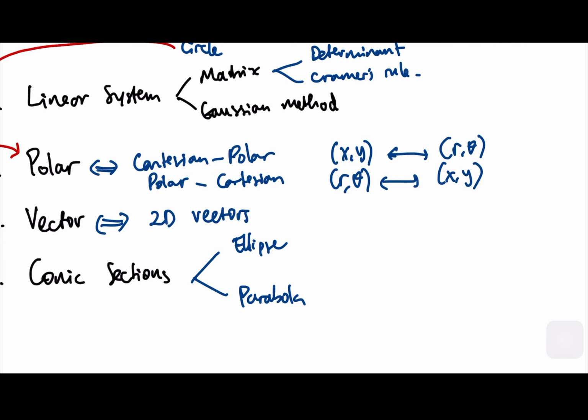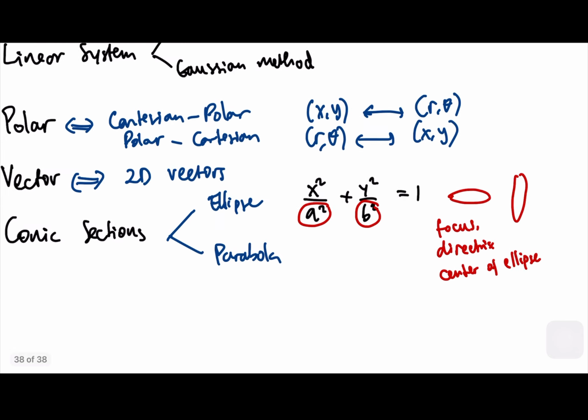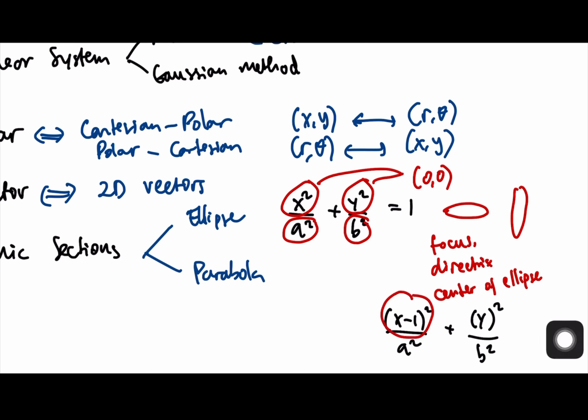Ellipse is as in x squared over a squared plus y squared over b squared, and depending on which one is bigger, a or b, you can determine whether the ellipse is like this or like this. You also need to define the focus, directrix, and center of the ellipse. If the ellipse is on this x squared and y squared, it will be centered at 0, 0. But the center changes when we have this, so the x is shifted, okay.